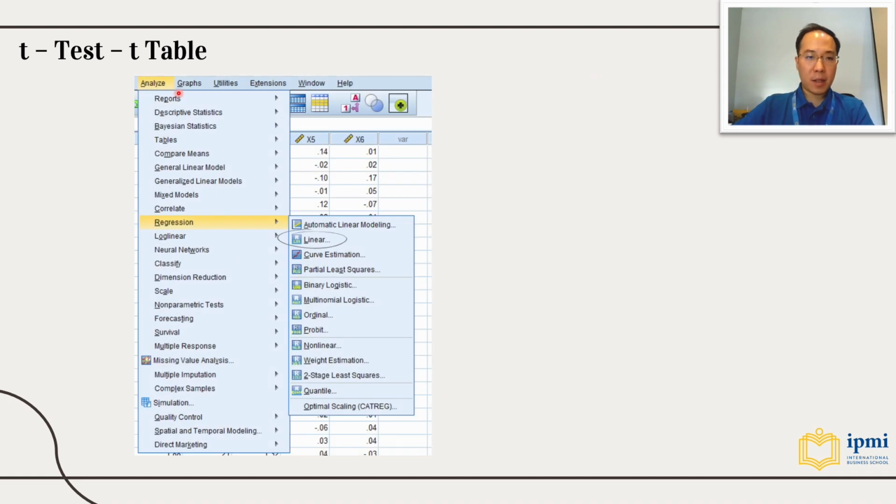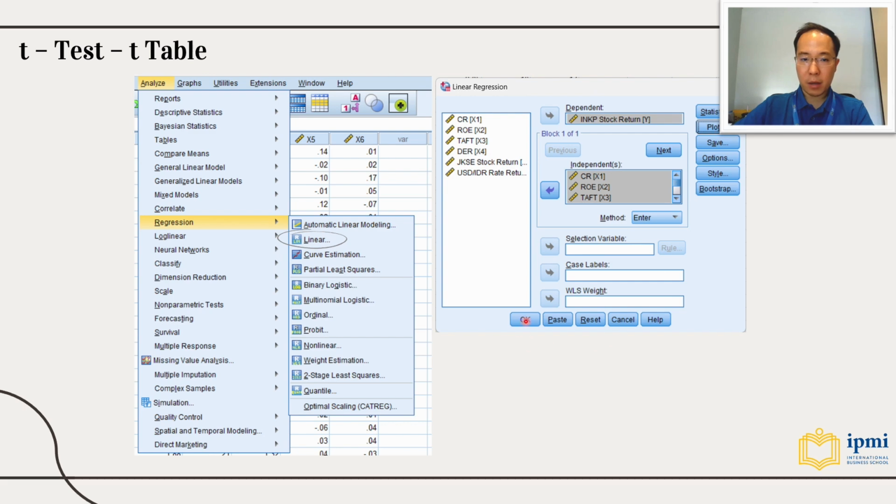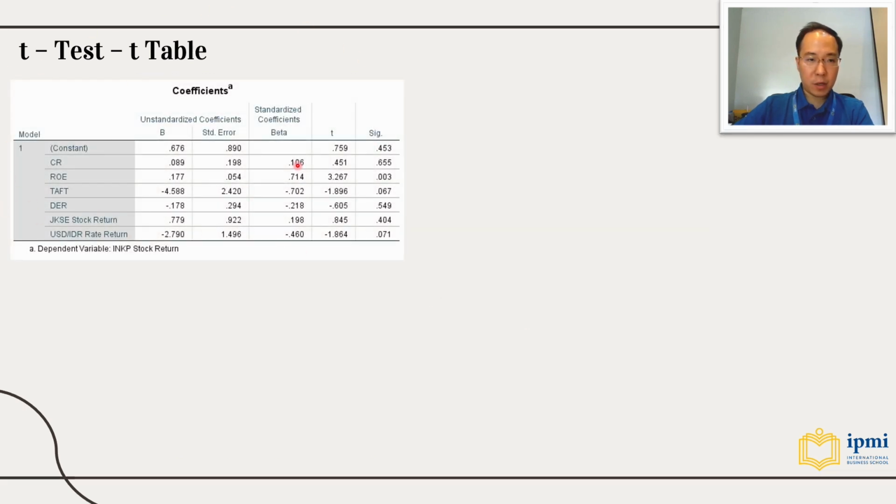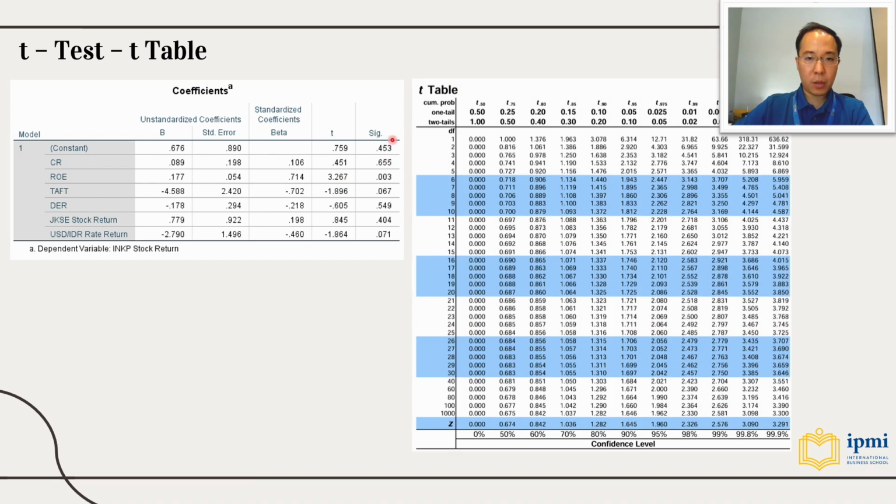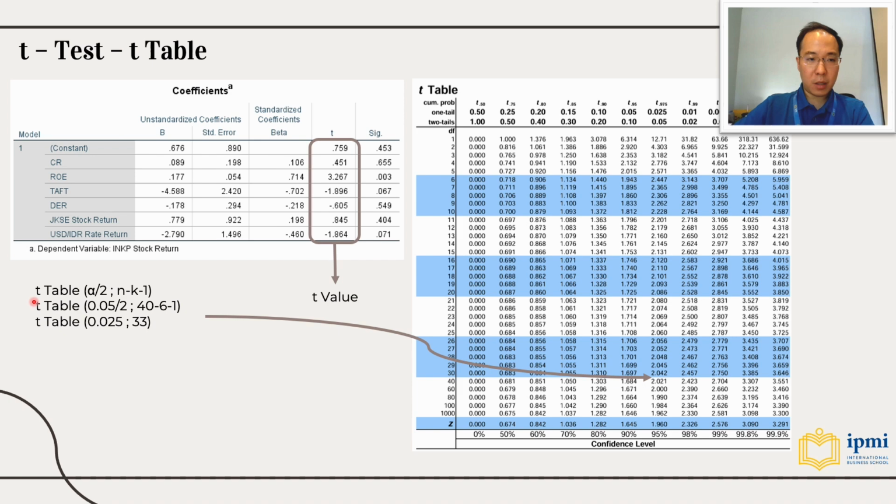Okay, the t-test. Analyze, regression, linear, same, and then click OK. There will be a coefficients table coming up, and you focus on the t. Here is the t value, and then make sure that you also have the t table beside you. And from this one, we can see that the equation will be the alpha divided by 2, and then the n minus k minus 1. In this case our alpha is 0.05, not changed, divided by 2 becoming 0.025. Here is 40 samples minus 6 independent variables minus 1 fixed value, which is 33.